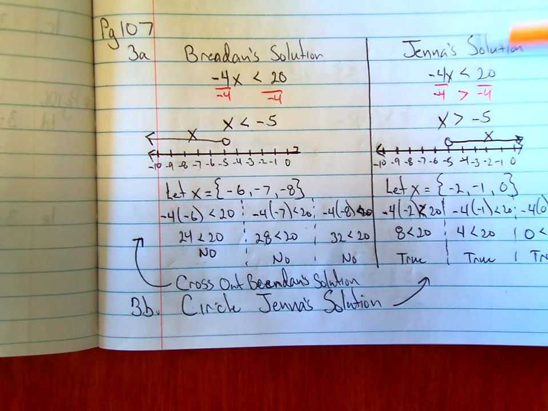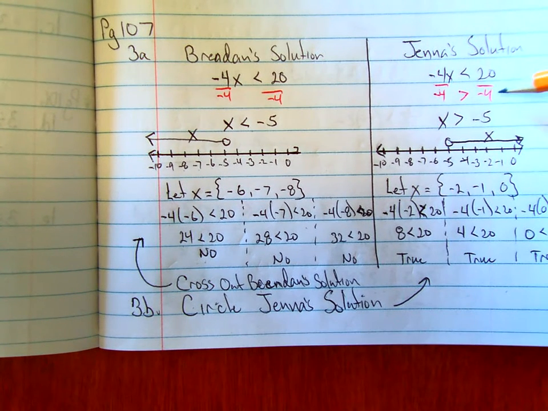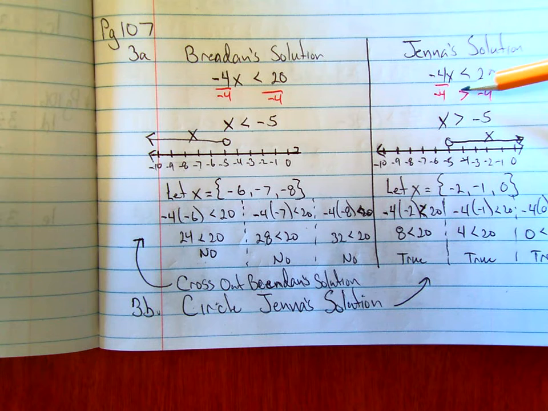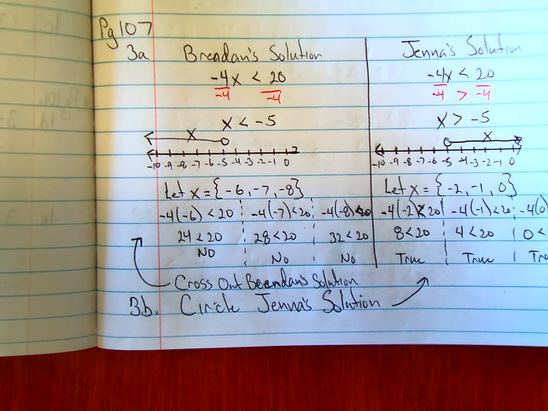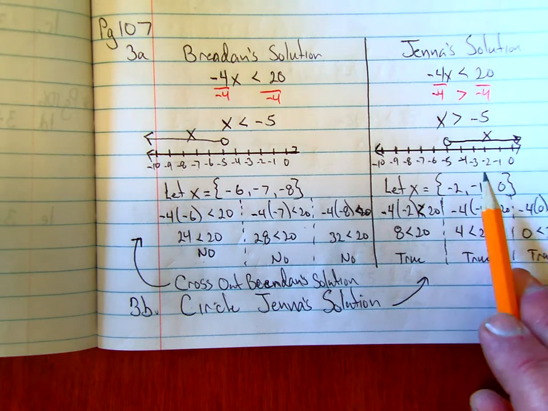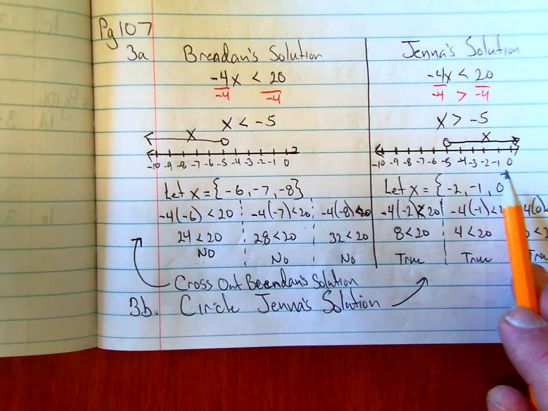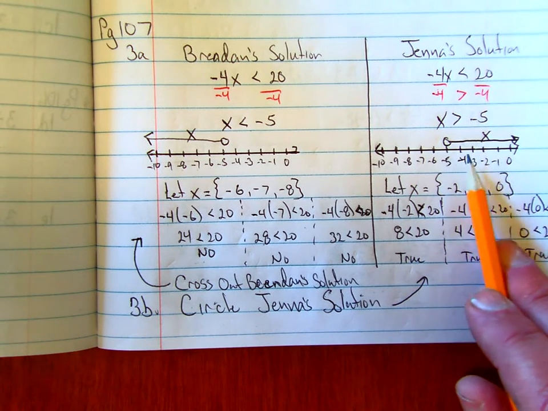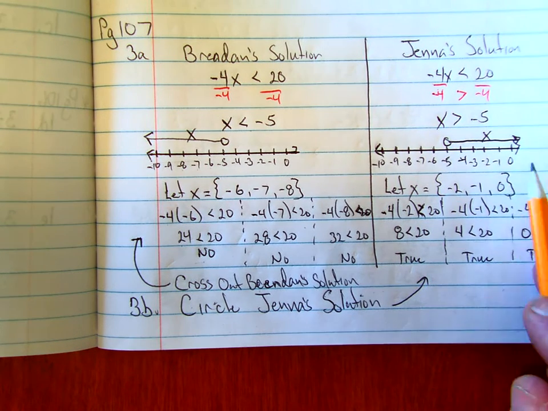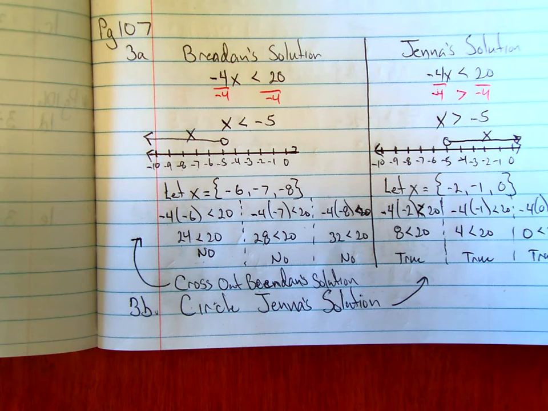Jenna divides both sides by negative 4, and since she divided both sides by negative 4, she reversed the inequality sign, which is what we're supposed to do. So it says choose 3 values to test Jenna's solution. I chose negative 2, negative 1, and 0. Again, I could choose any number greater than negative 5. I could choose positive numbers. Again, an unlimited number of numbers.